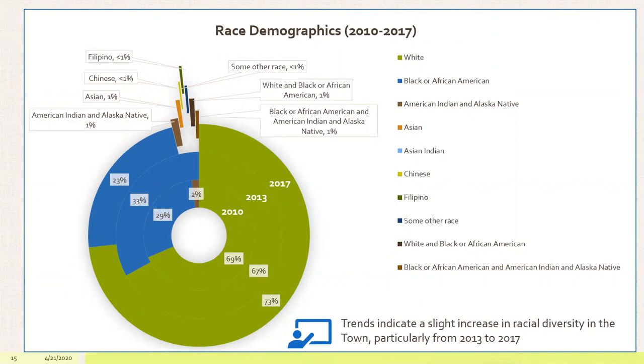In 2017, we see 1% or less of a few new groups, including American Indian and Alaska Natives, Asian Indian, Chinese, Filipino, and a few other races, including multiracial individuals. And we just weren't seeing that kind of diversity really in 2013, hardly at all, and very little in 2010.